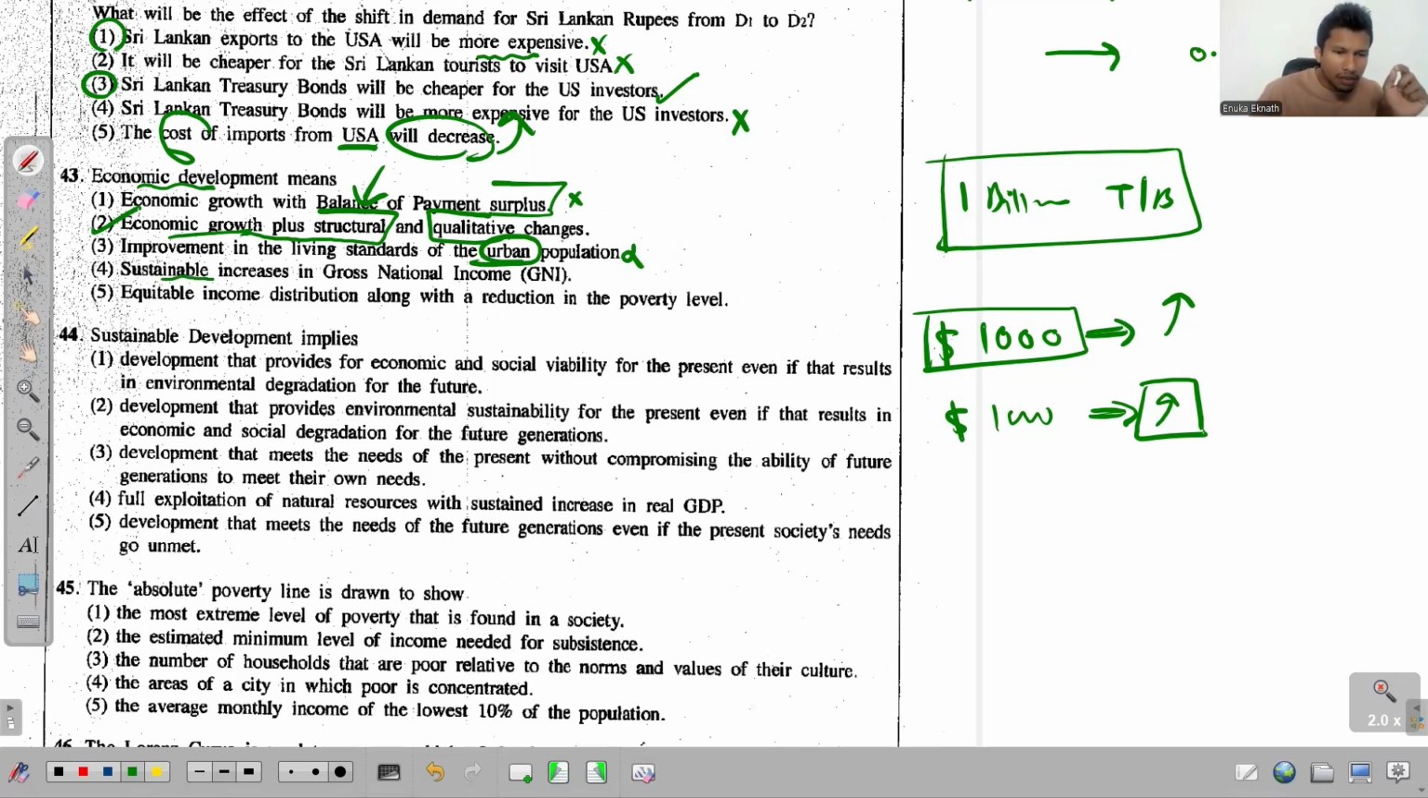Fourth one, sustainable increase in gross national income. Now you see the word sustainable, but just because you see sustainable, it's not something related to economic development, because here they just talk about the sustainable increase in GNI, which is quantitative. Only quantitative, not qualitative factors are included. Fifth one, equitable income distribution along with a reduction in poverty level. So this is more towards the income distribution, not the economic development. So this is not the answer there.